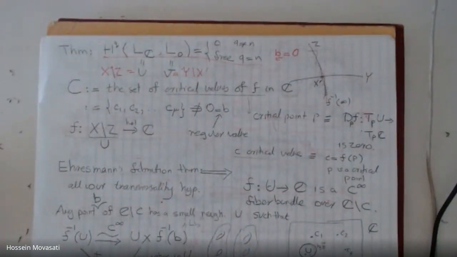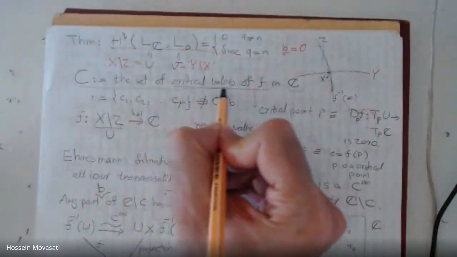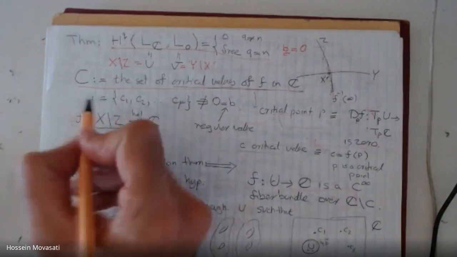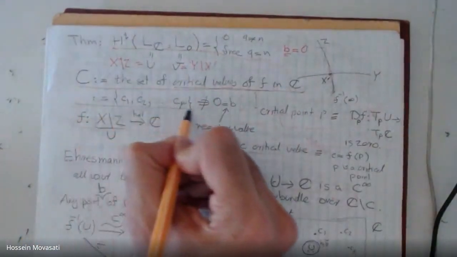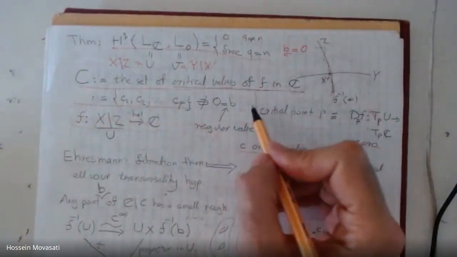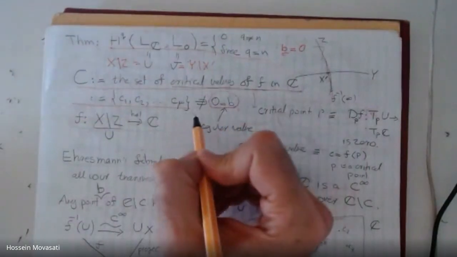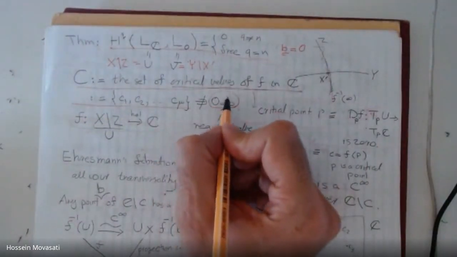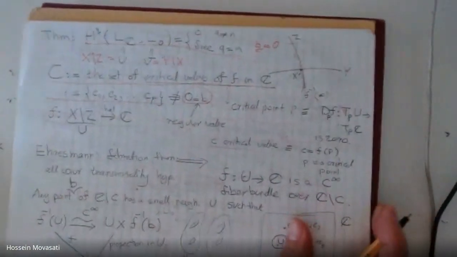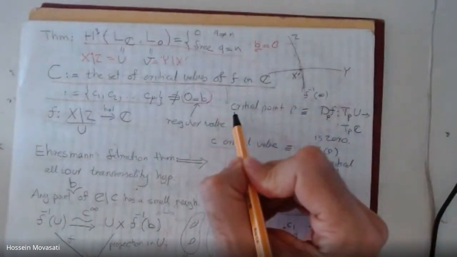Okay, so now what next do we need? We need the set of critical values of f in C. I will denote it by C1, C2, up to C_mu. This is our assumption: b is not a critical value, it is a regular value, so b doesn't belong to the set. Maybe very fast, to remember what a critical value and critical point are.